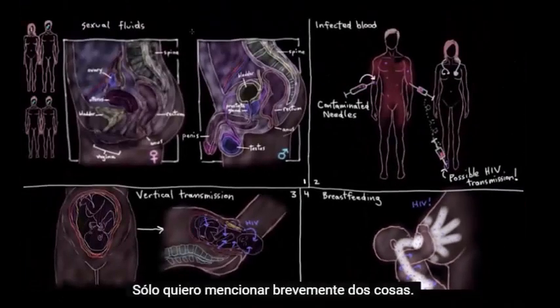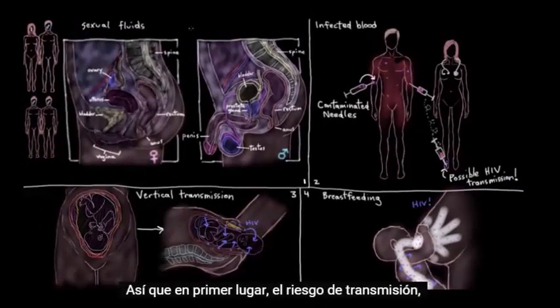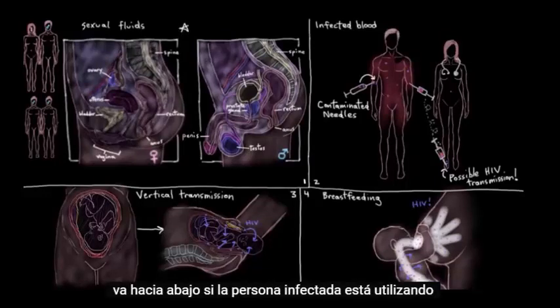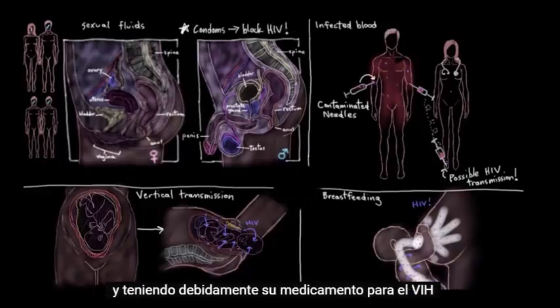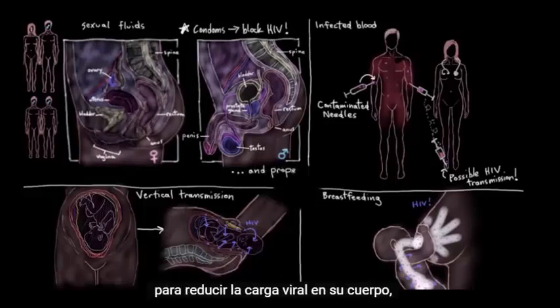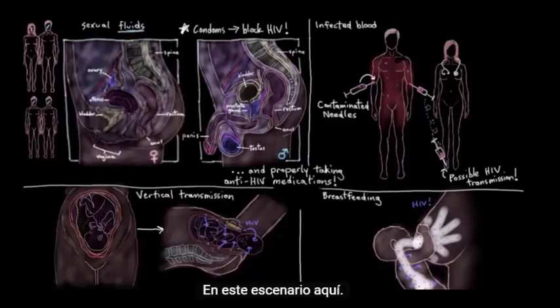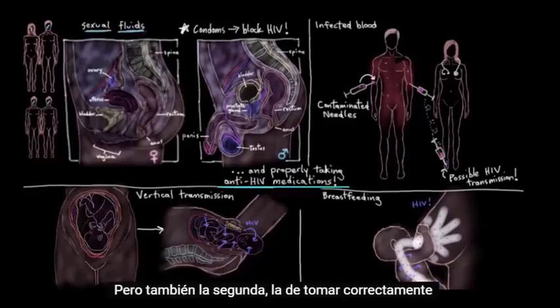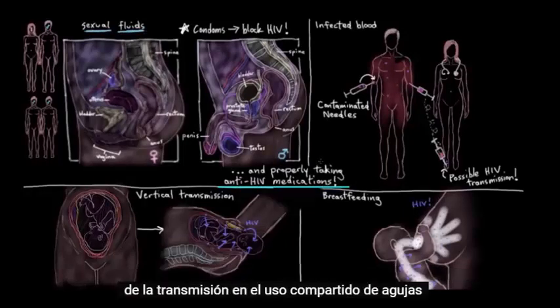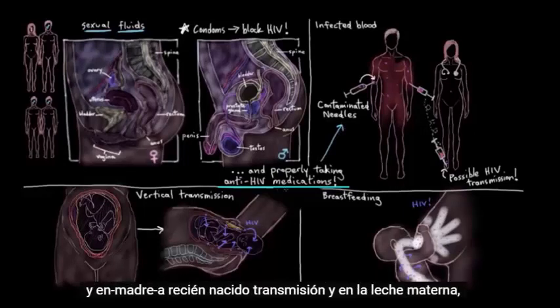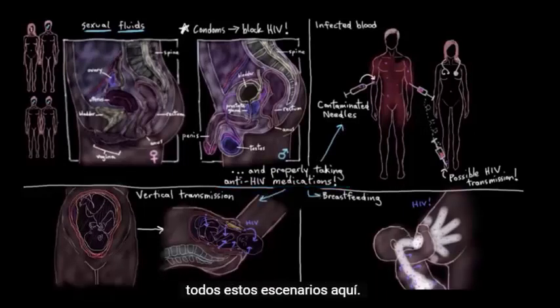So before we wrap up, I just want to briefly mention two things. So first, the risk of transmission in at least this quadrant here, it goes way down if the infected person is using condoms to sort of physically block HIV transfer, and also properly taking their HIV medication to reduce the viral load in their body, in their blood and the fluids that we mentioned in this scenario here. But also that second one, properly taking the HIV medications, will vastly reduce the risk of transmission in needle sharing and in mom to newborn transmission and in breast milk, all of these scenarios here.